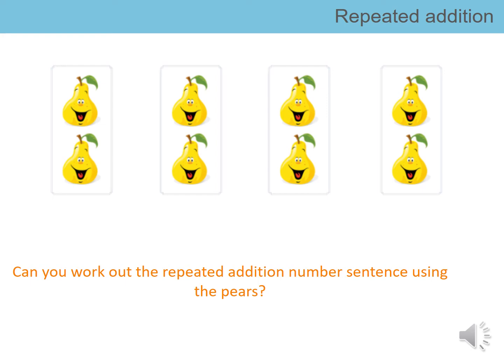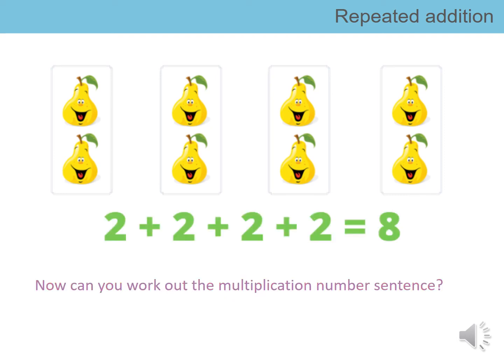So now have a look at these pictures of pairs, and can you work out the repeated addition number sentence by using the pictures of the pairs? So pause the video and have a go. Yep, that's right. We've got 2 plus 2 plus 2 plus 2, and that equals 8. 2, 4, 6, 8. That's our repeated addition number sentence.